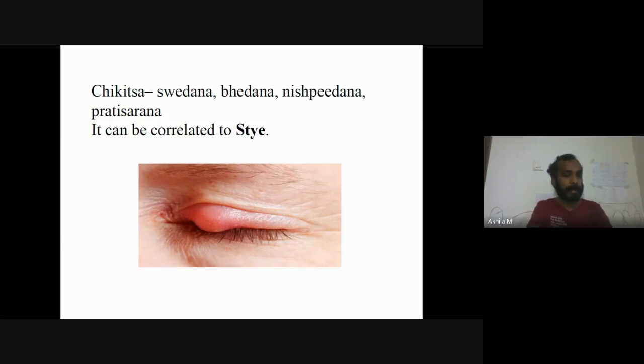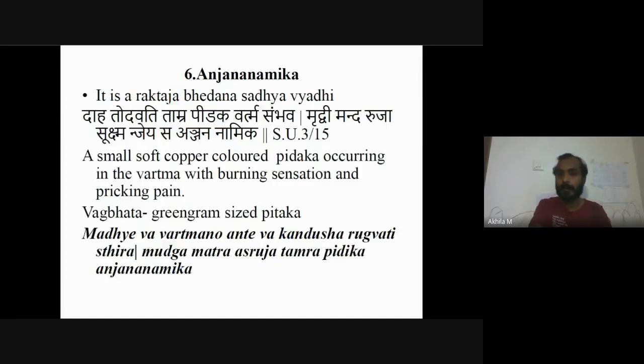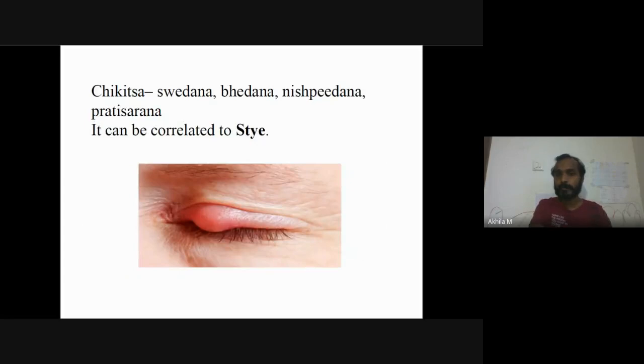That is a suppurative inflammatory condition, a suppurative inflammation of the glands of the lid margin. That is called external hordeolum or stye. What are the predisposing factors, etiological factors, signs and symptoms, we already discussed about external hordeolum or stye. So according to the condition, this Anjana Namika can be correlated with external hordeolum or stye.